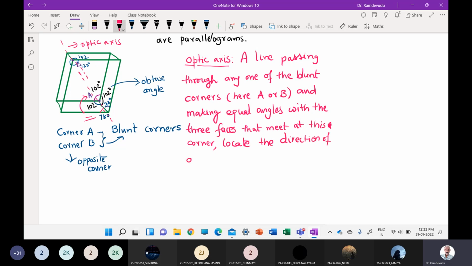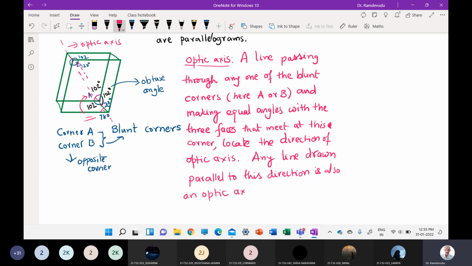optic axis. Therefore, you should remember that this is the direction of optic axis. Any line drawn parallel to optic axis, or parallel to this direction, we say, is also an optic axis.